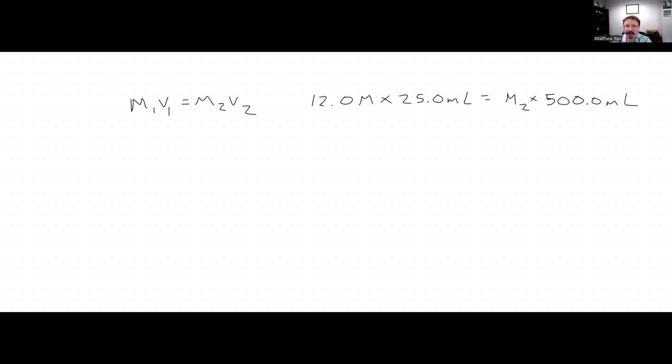So I'm just trying to solve for M2. 12 times 25 gives me 300, I guess, milliliters, divided by 500 milliliters. And in this case, M2 should equal a 0.6 molar solution. More dilute than the original 12 molar solution, so that makes sense.